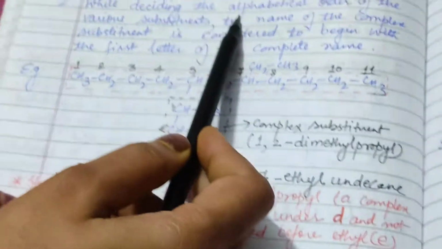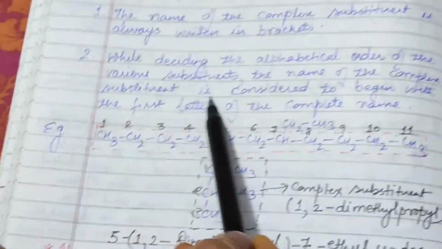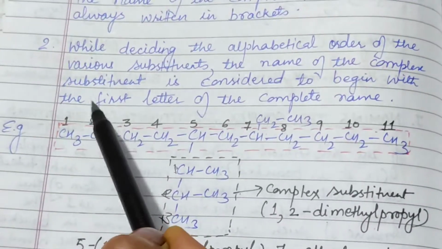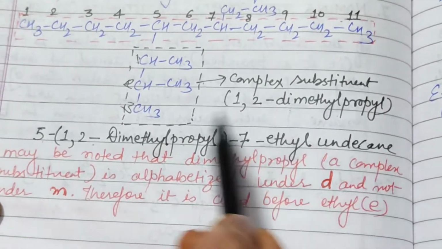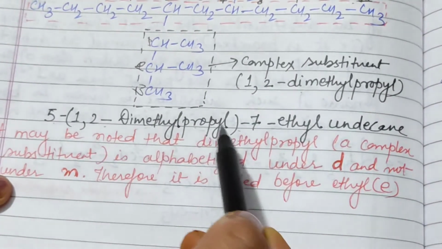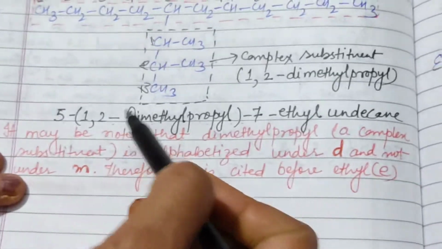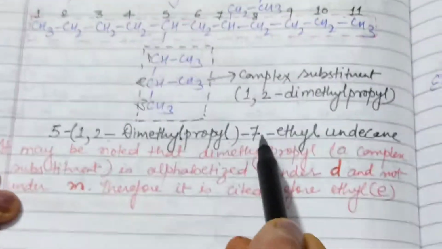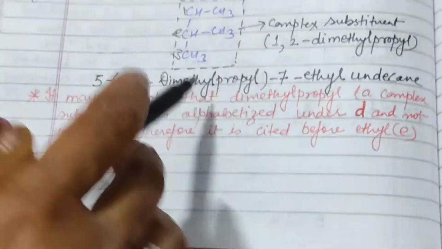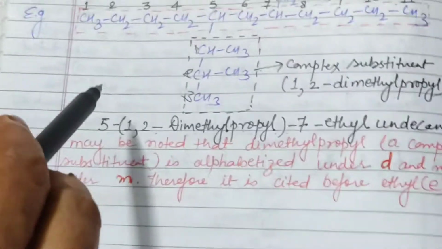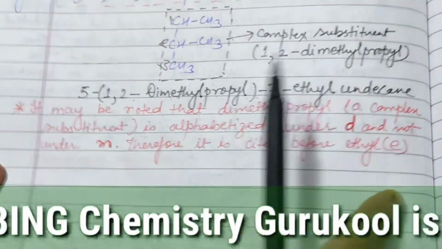See, while deciding the alphabetical order of the various substituents, the name of the complex substituent is considered to begin with the first letter of the complete name. Since the complete name is this, so it will start with the first letter, dimethyl propyl, and D comes before E, that's why it is written here dimethyl propyl first, then followed by 7-ethyl undecane. Okay, so these are some important points, that's why I have written here and explained you better.